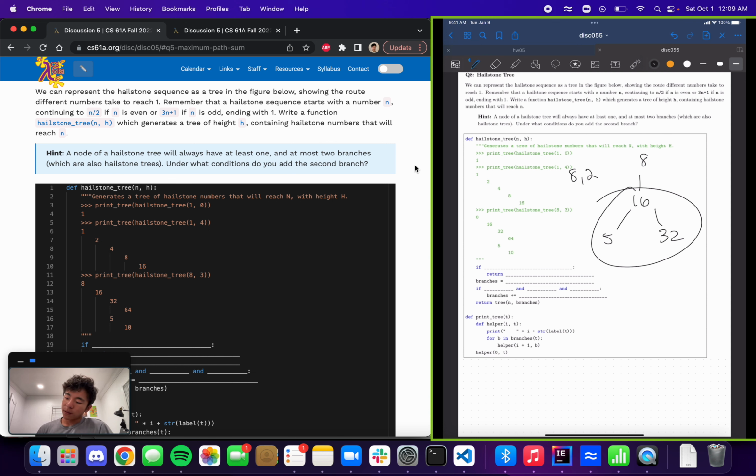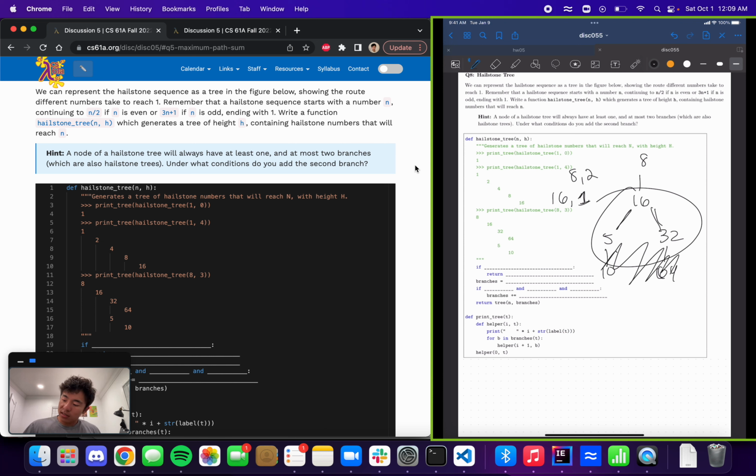And so if we do a call to hailstone of 16 and 1, the hailstone tree starting at 16 is going to lead into the next elements that lead to 16. So in this case, it would be 5 and 32. And then restricting its height to 1 is going to make sure that we keep its height at 1. And so it won't go into things like 64 right there. And so it's going to keep it exactly like that.